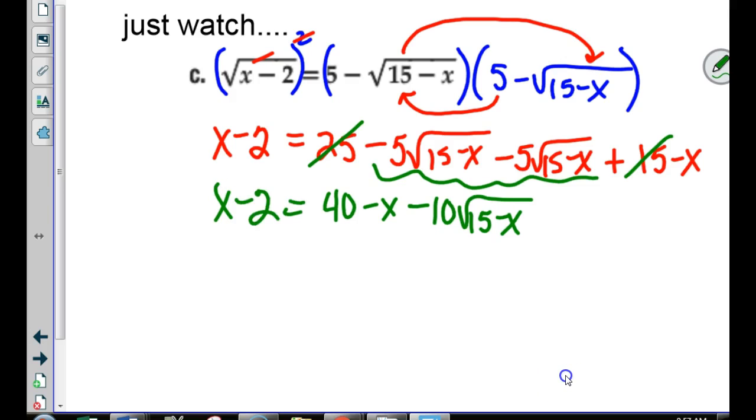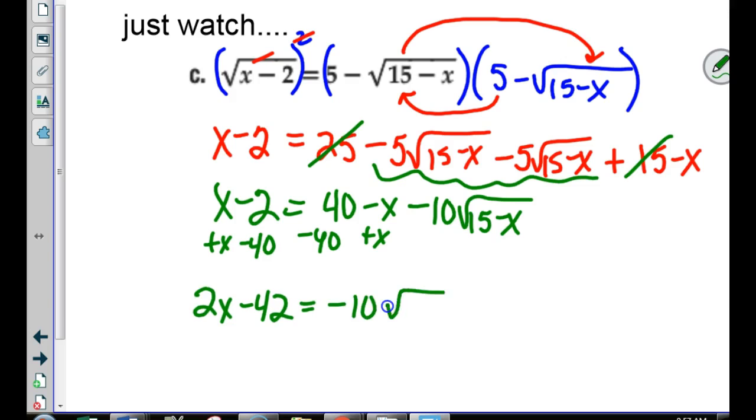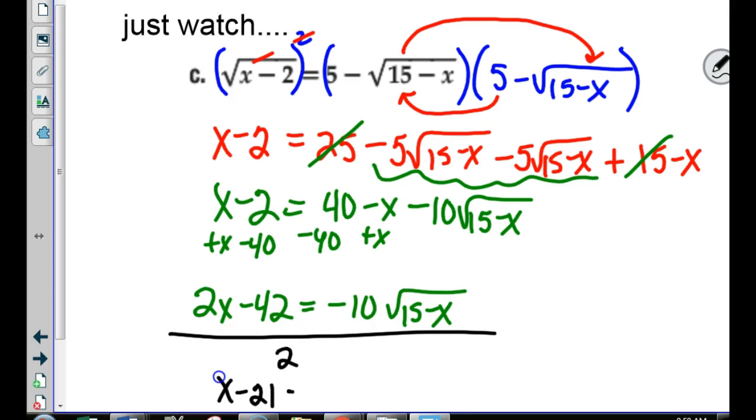All right, now what? Remember I said I got to isolate the radical. So I'm going to add an x and subtract a 40 over here. So I get 2x minus 42 equals negative 10 square roots of 15 minus x. Can I divide everything by 2 just to make it smaller numbers before I square it again? If I divide everything by 2, I now have x minus 21 equals what? Negative 5 square roots of mess, because this doesn't go anywhere.